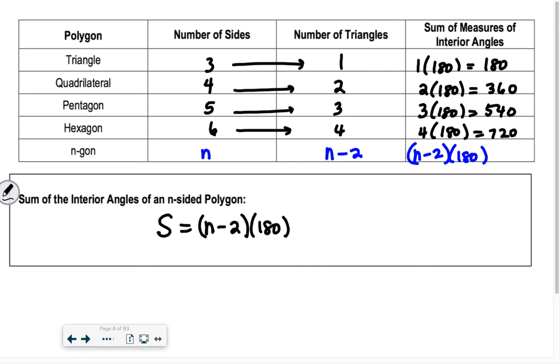Now, some people like to multiply it out, and you could say 180n minus 360. Or you could write 180 first, and then times n minus 2. It doesn't matter. I usually write it like this because of the way that we derived it: there's n minus 2 triangles times 180. Does that make sense? Do you guys get it?